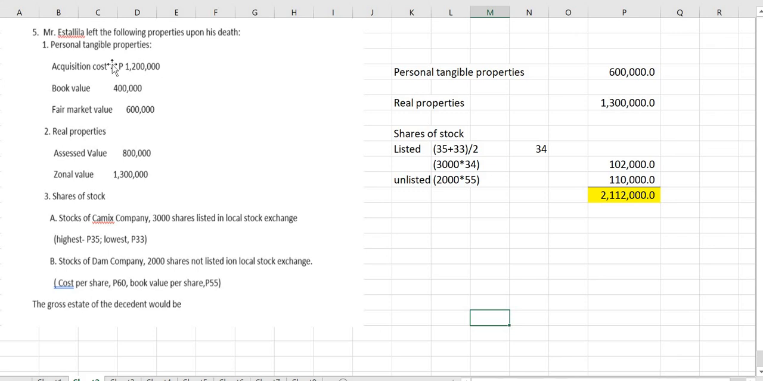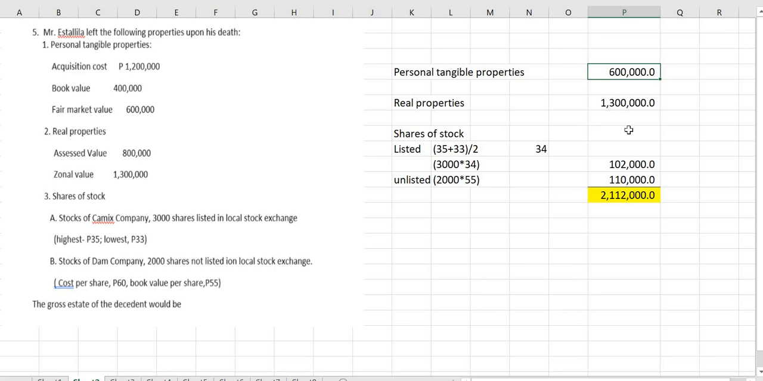So first, we have the personal properties, or personal tangible properties. The personal tangible properties are valued at the fair market value at the time of death, which is 600,000. Okay, so we have 600,000 here. But the real properties, whichever is higher, right, between the assessed value and the zonal value or the fair value. So we have 1.3 million here as our real property. Okay? Because whichever is higher, right?